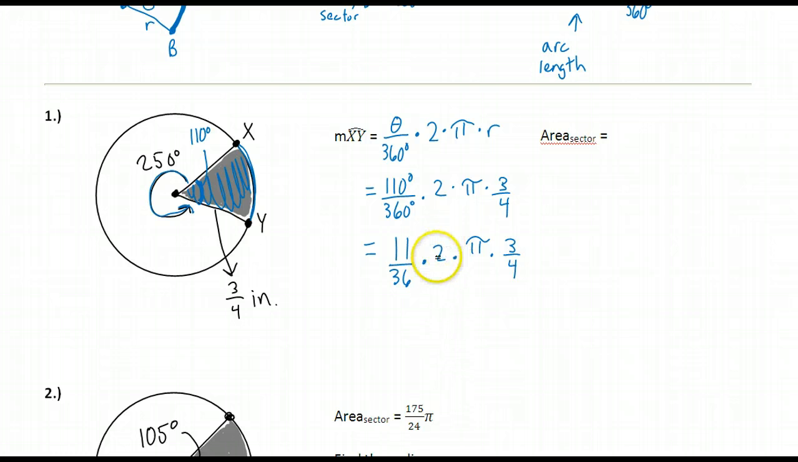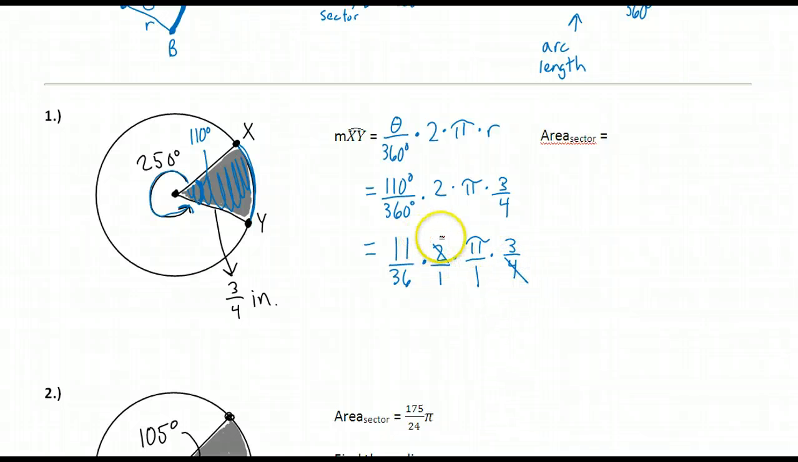Now my second step is I'm going to turn all of these numbers into fractions. So 2 becomes 2 over 1 and pi becomes pi over 1. Now any time that I have a number in the numerator and the denominator that can be simplified, I'm going to do that. So I can simplify this 2 and this 4.